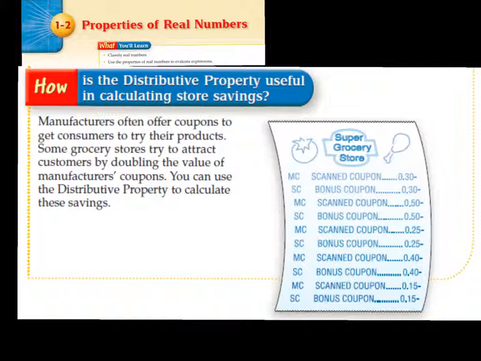How is the distributive property useful in calculating store savings? Manufacturers often offer coupons to get customers to try their products. Some grocery stores try to attract customers by doubling the value of the manufacturer's coupons. You can use the distributive property to calculate these savings.